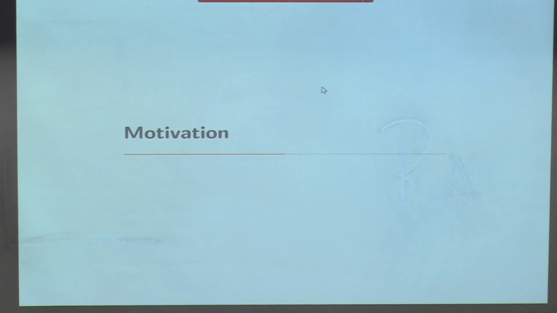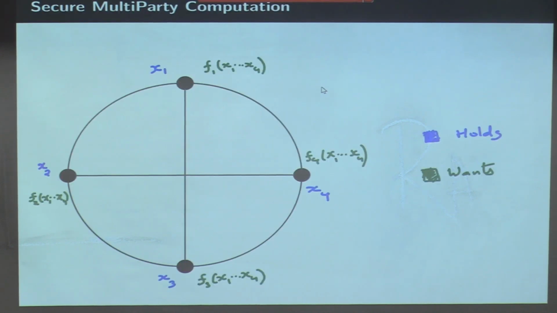So what is the motivation for this strange looking model? Let's start by looking at the standard definition of secure multi-party computation. Here there are a set of parties, and they all have some private inputs that they want to compute a combined function of. So party 1 may want to compute some f1 of x1 to x4, and party 2 f2 of x2 to x4, and so on.